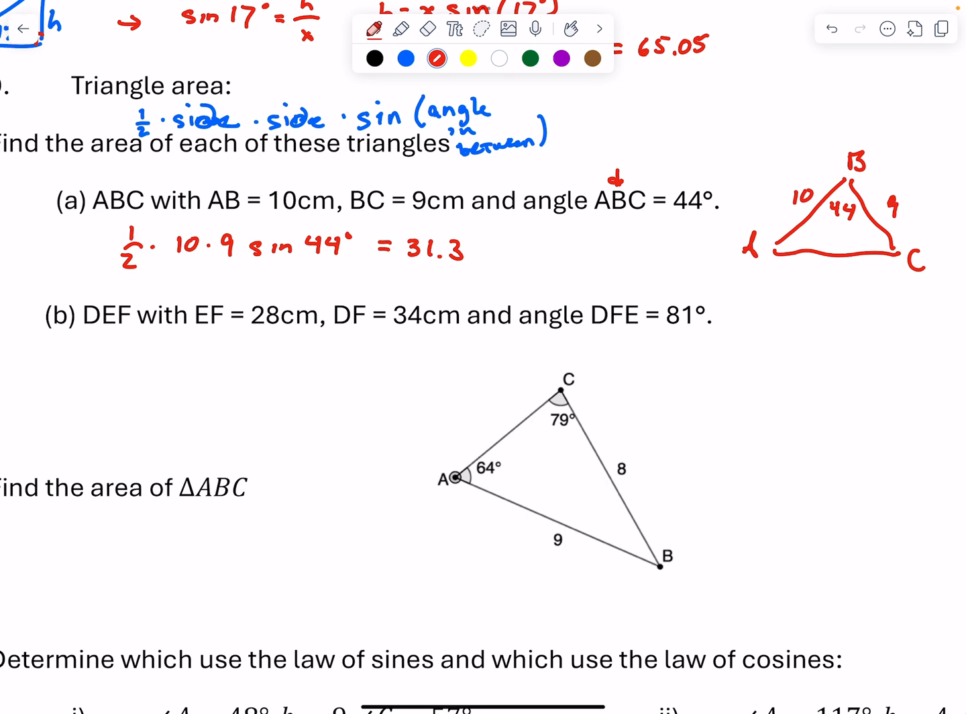Okay, same thing with this. Let's just triple check to make sure. D, E, F. DE is 28. DF is 34, and it is angle F. Wait a minute. Oh, I put the 34 in the wrong place. That's DF. That's fine. Okay, and angle F is given. So we are ready to go.